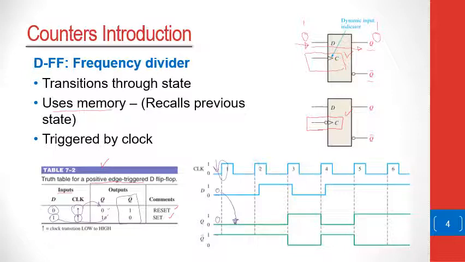On the next positive edge of the clock, you will see as well that this was a 0 and this was also a 0. Now, when the clock goes high, it triggers this 0 to go to the Q, and this will therefore remain 0.